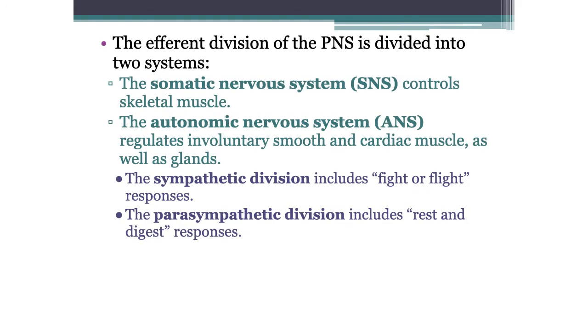Now, the efferent divisions of the peripheral nervous system are two systems. You have the somatic and the autonomic. So the somatic controls skeletal muscles, and the autonomic regulates involuntary smooth and cardiac muscle as well as glands. So we have the sympathetic, which is fight or flight, and parasympathetic, which includes rest and digest responses. So if we look, there's kind of a breakdown right here on this next slide of what we're going to see. So make sure you remember somatic versus autonomic.